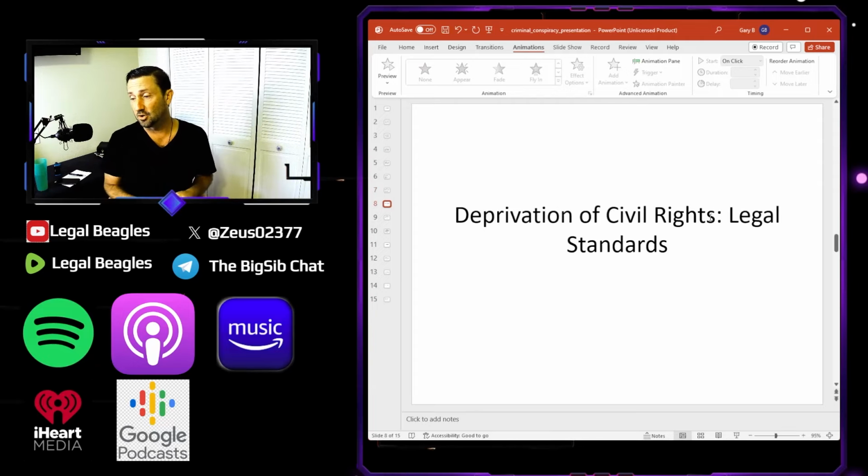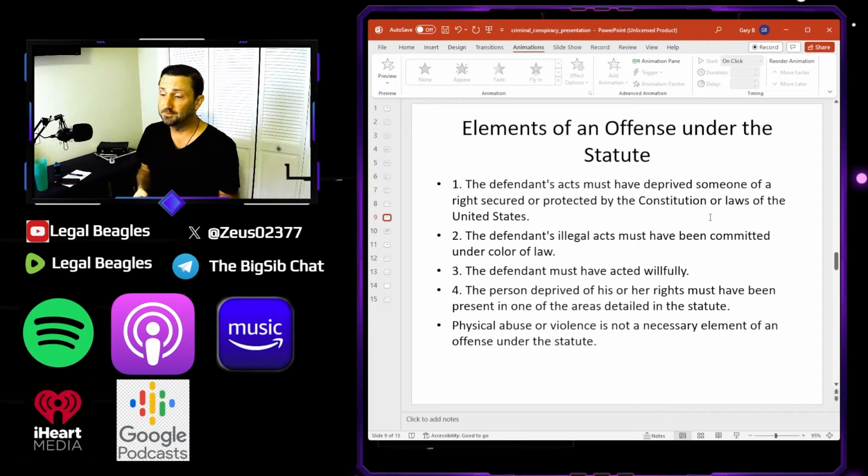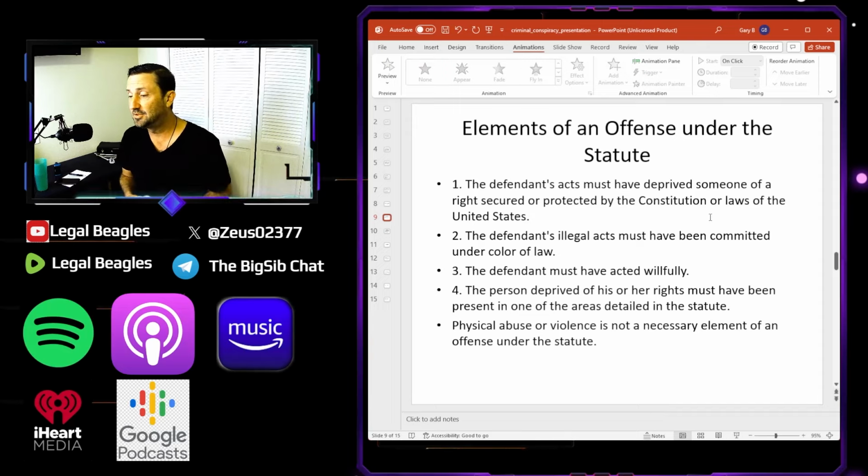So the next cause of action we're going to go over today is the deprivation of civil rights. So the legal standards required for that. And those are, number one, the defendant's acts must have deprived someone of a right secured or protected by the Constitution or laws of the United States. So you know the Bill of Rights as well as I do, or you should. And so if they've deprived you of those rights without reasonable articulation of suspicion, then that's a violation.